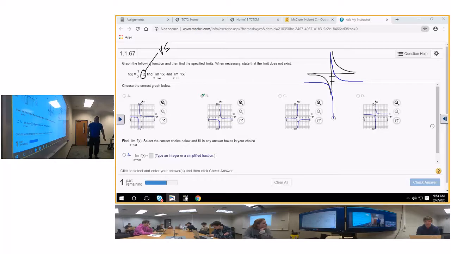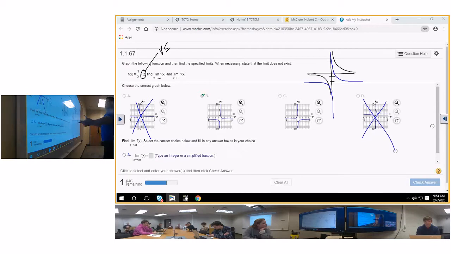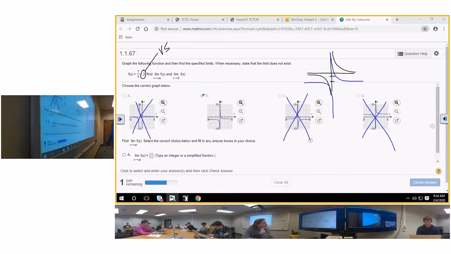Well, it's not that one because that's a horizontal shift of 2 to the left. That could be it. This is a vertical shift of 2 up. So it's one of these two. Well, this one's backwards, so that's not it. So it's got to be this one.